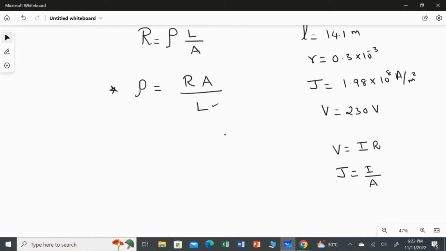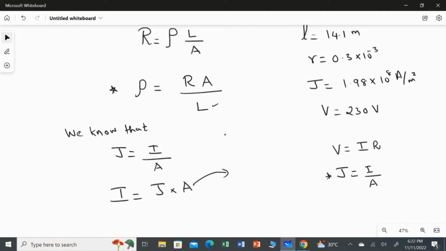So better we can use this because the current density value is given in the question. So better I'm going to use this equation for finding the current. We know that the current density J is equal to the current over area, and from this I'm going to rearrange this equation in terms of current. Therefore current is equal to current density multiplied by area, and here this area is nothing but the cross sectional area of the wire, which is the area of the circle, pi r square, right?